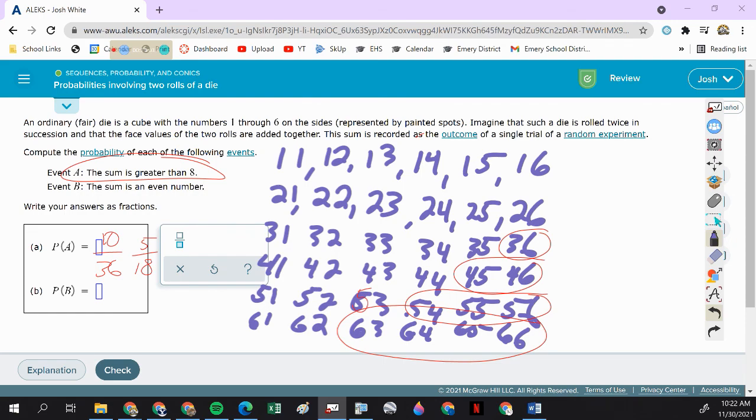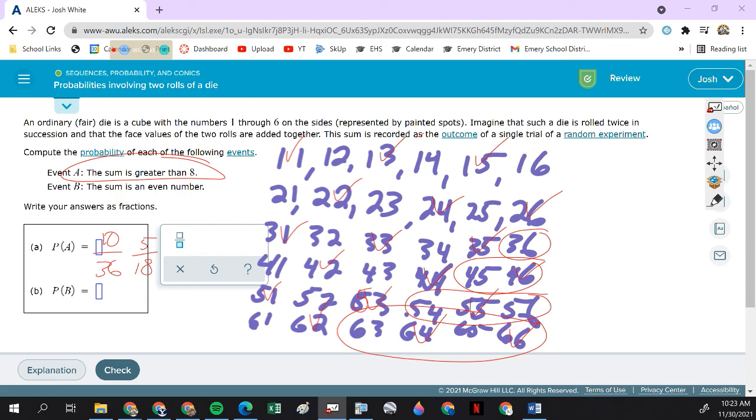Okay, what about the sum being an even number? So let's count all of the ones where the sum is an even number. 1, 2, 3, 4, 5, 6, 7, 8, 9, 10, 11, 12, 13, 14, 15, 16, 17, 18. So 18 out of 36 would be 1/2. So half of the results are even and half of the results are odd.